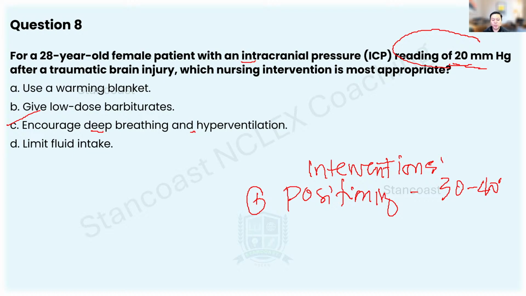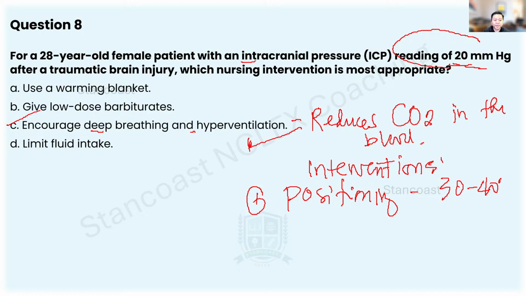Guys, when you are promoting the hyperventilation and deep breathing in this patient, this can reduce the carbon dioxide. It reduces CO2 levels in the blood, which can lead to cerebral vasoconstriction. There is that vasoconstrictive effect which will be beneficial in decreasing the ICP.